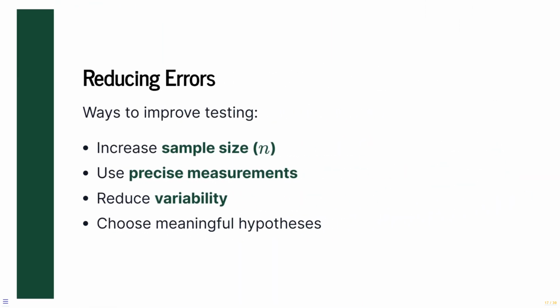There are several ways to reduce errors in practice. Increasing the sample size reduces variability and improves our ability to detect real effects. Using more precise measurements and controlling variability also helps improve the reliability of our conclusions.